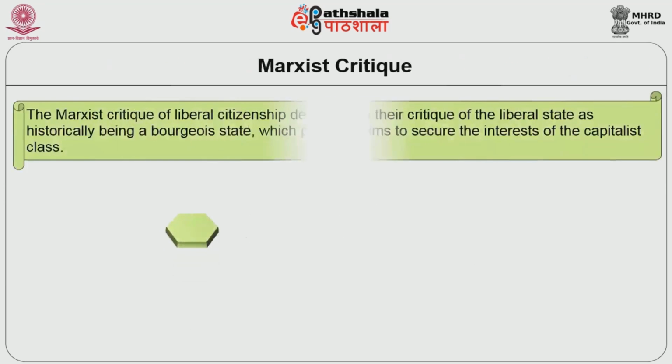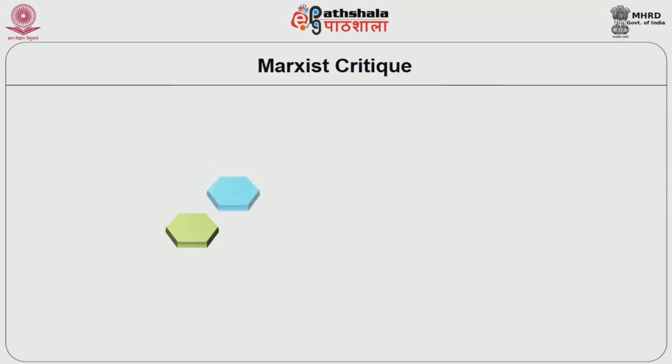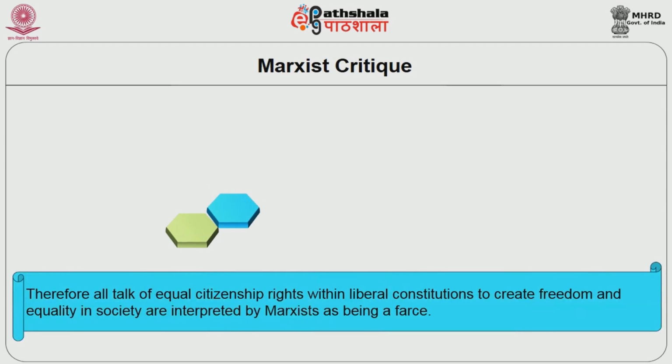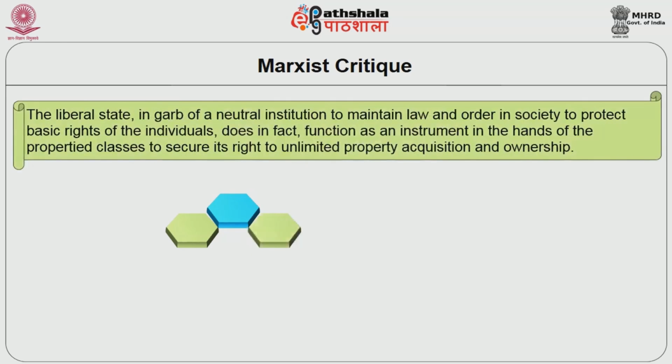Marxist critique. The Marxist critique of liberal citizenship derives from the critique of the liberal state as historically being a bourgeois state, which primarily aims to secure the interests of the capitalist class. Therefore, all talk of equal citizenship rights within liberal constitutions to create freedom and equality in society is interpreted by Marxists as being a farce. The liberal state, in the garb of a neutral institution to maintain law and order in society and to protect basic rights of individuals, does in fact function as an instrument in the hands of the propertied class to secure its rights to unlimited property acquisition and ownership.